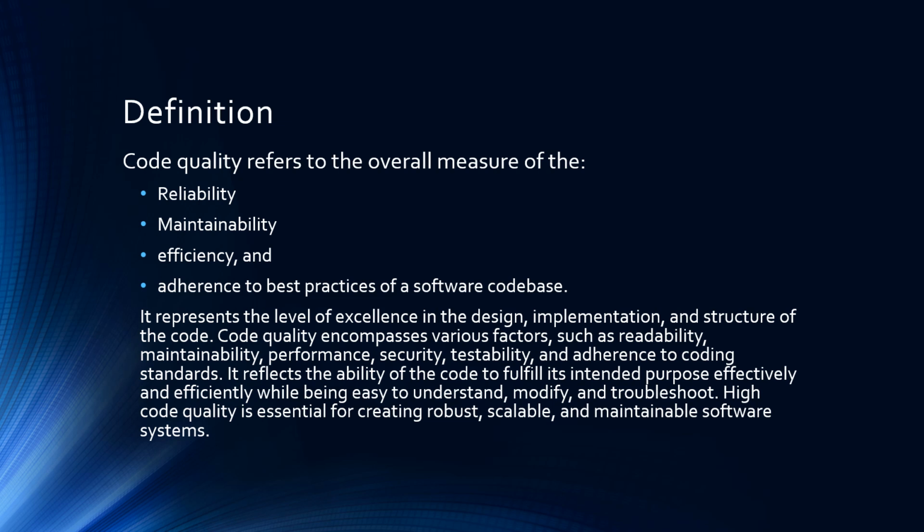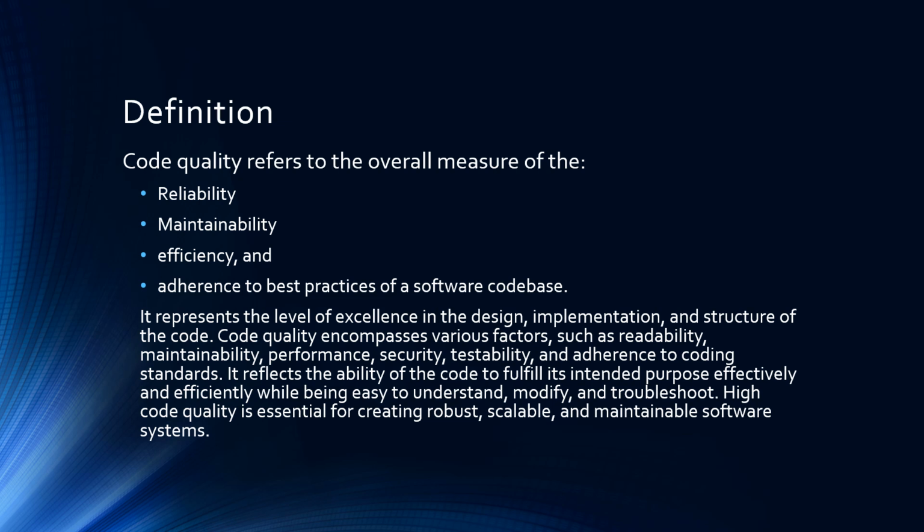Let's start by understanding what we mean by code quality. Code quality is a comprehensive measure that encompasses four fundamental aspects: reliability, maintainability, efficiency, and adherence to best practices. Think of code quality as the foundation of a building. Just as a building needs a strong foundation to withstand time and usage, your code base needs high quality to support ongoing development and scaling. This isn't just theoretical. Poor code quality projects may lead to weeks of delays and substantial cost overruns.